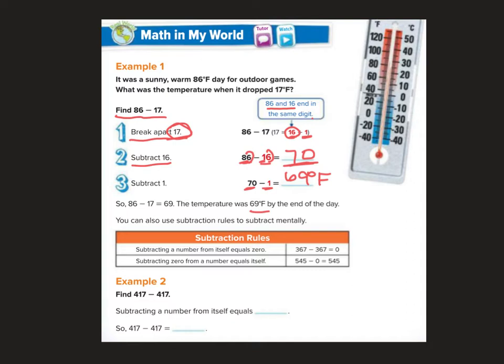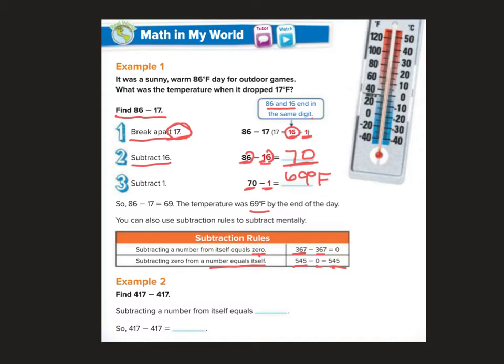So here are some subtraction rules. Subtracting a number from itself equals 0. So notice if I take 367 minus 367, I get 0. You can also do the subtracting 0 from a number equal to itself. So if I take 545 and subtract 0, it's just going to be itself.